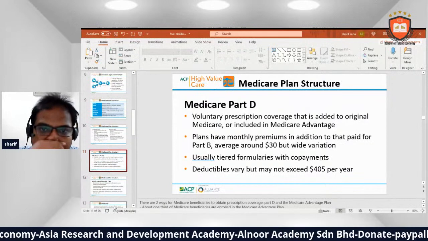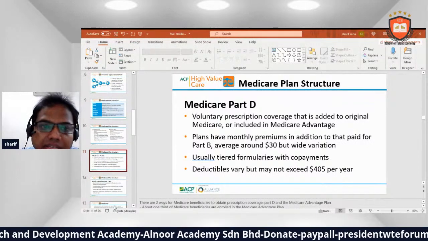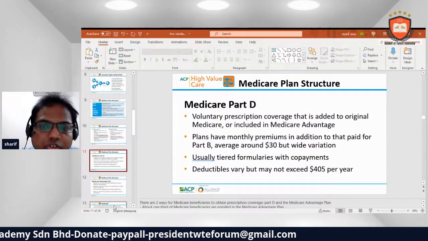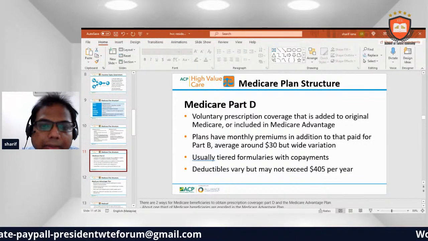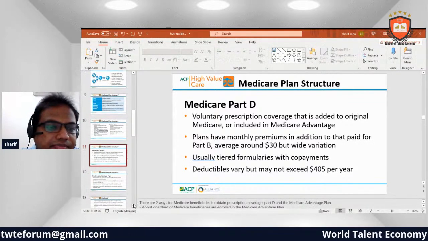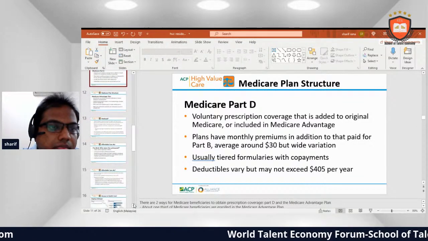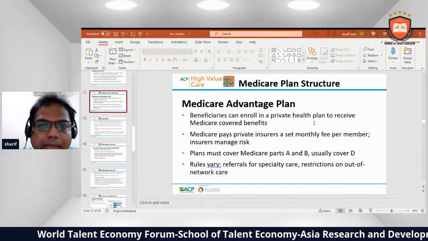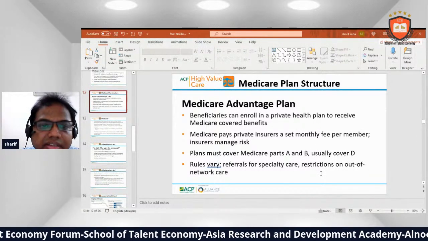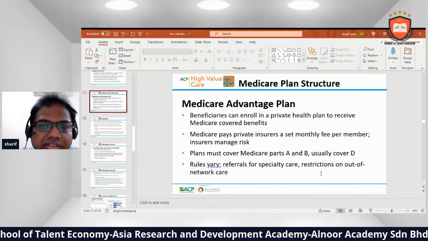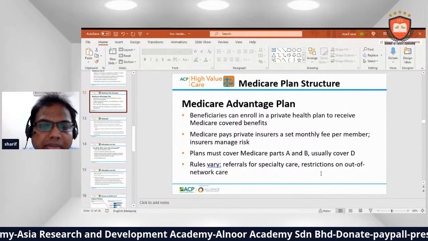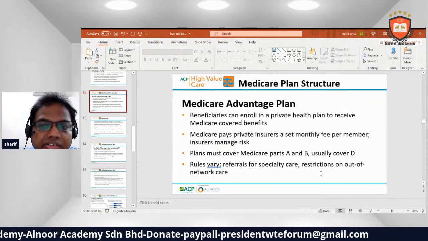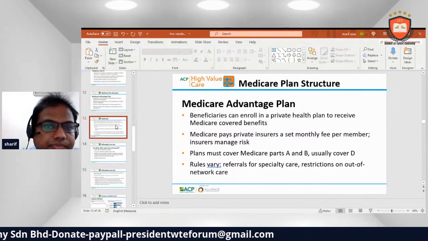Medicare Part D is voluntary prescription coverage added to the original Medicare plan. It has a monthly premium in addition to that paid for Part B, usually tied to formularies with copays. Deductibles vary but may not exceed $405. Medicare Advantage plans: beneficiaries can enroll in a private health plan and receive Medicare coverage. Medicare pays private insurers a set monthly fee per member. Plans must cover Medicare Parts A and B. Plans vary in referral requirements for specialty care and restrictions on out-of-network care.